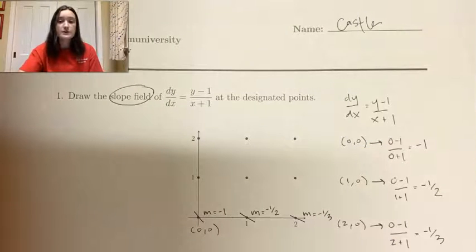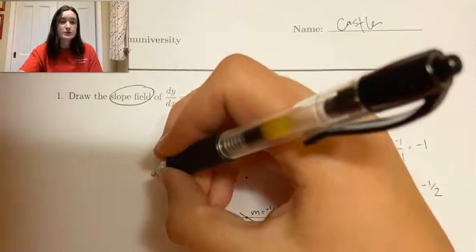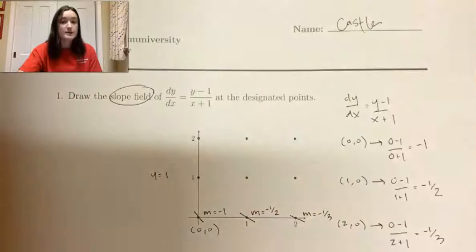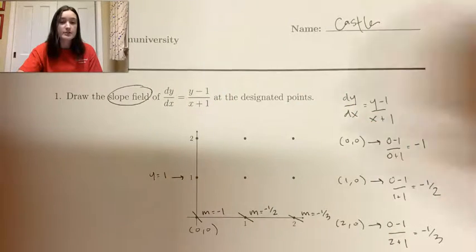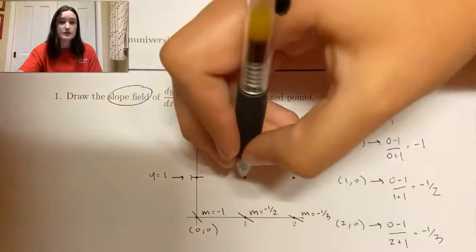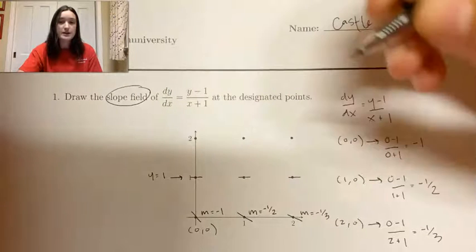Okay, so for this next line of points, I think it's helpful to notice that the y is the same for all of them. This is something that you might see sometimes, and it's pretty helpful because you're going to have a slope that looks the same for all of these. Because if you look at that y minus 1 on the top of the derivative, if you plug in 1 for every single one of those points, you're going to end up with a slope of 0.